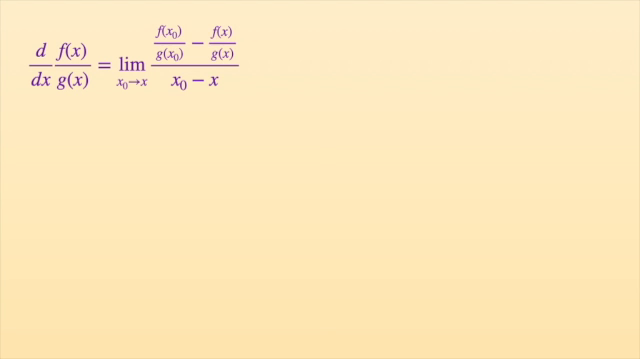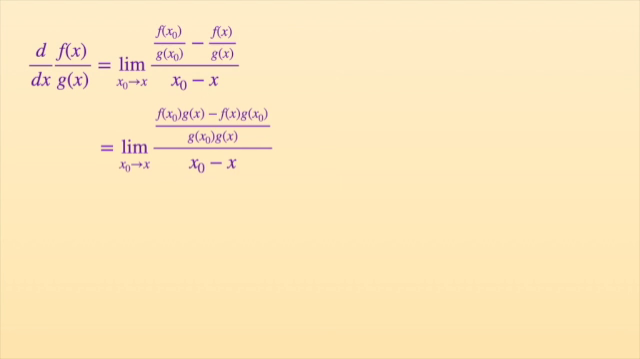I get the derivative of the quotient is equal to the limit of the quotient evaluated at x naught minus the quotient evaluated at x, all divided by the difference between x naught and x. The first thing I want to do is get a common denominator, so I'm going to multiply the first fraction top and bottom by g of x, and the second fraction top and bottom by g of x naught, and that will give me a common denominator so that I can compare the numerator terms.